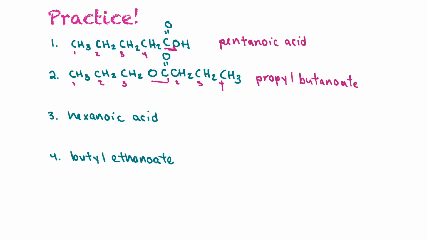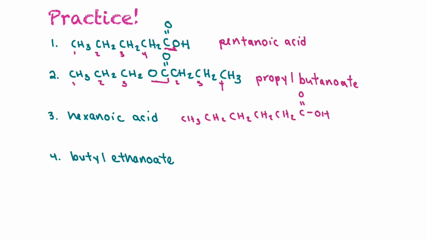Okay, our next one, we're being asked to draw hexanoic acid. So I'll draw it collapsed. So CH3, CH2, that's 2. CH2 is 3, CH2 is 4, CH2 is 5, and then we have the carboxyl group on the end. So 1, 2, 3, 4, 5, 6. Yes, so hexanoic acid. The third one is butyl ethanoate.